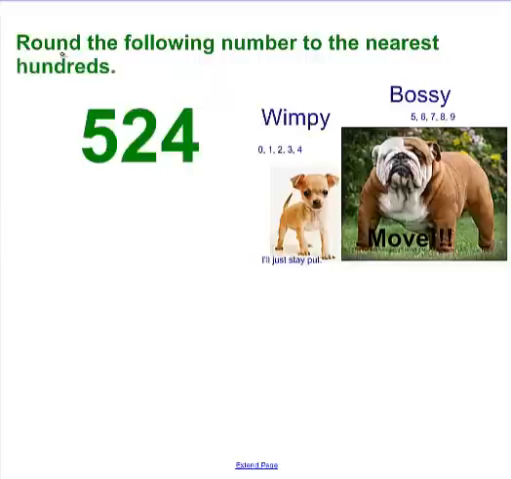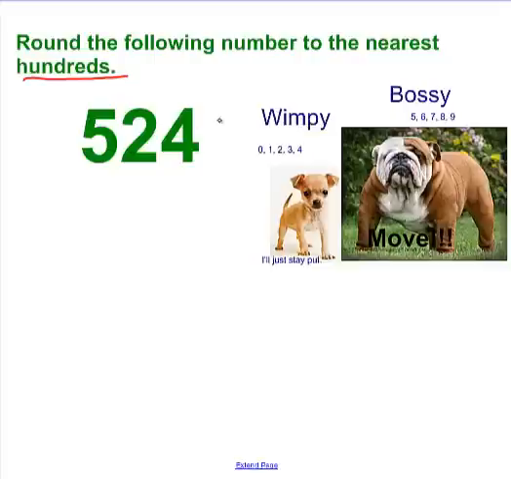Okay, now let's look at a different one. Round the following number to the nearest hundreds. So underline hundreds. And then I want you to write this number, 524. Pause the video. I want you to round it to the nearest hundreds, and when you're ready to check your work, hit play.